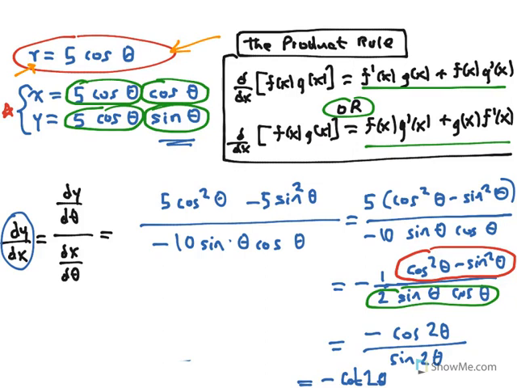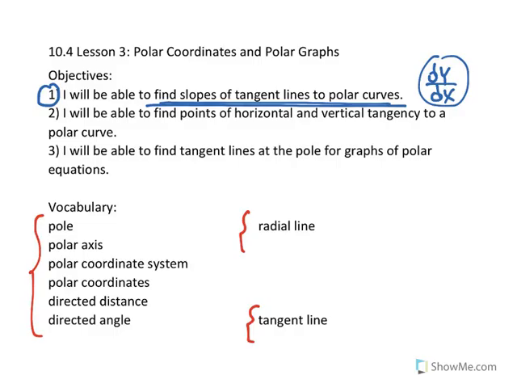You would find the value of theta that would give you a particular point on the polar curve, and then evaluate dy dx at that value of theta to find the slope of the tangent line to the polar curve at a particular point. Before we look at objective 2, and to do objective 2, you need to use the results from objective 1. Objective 2 is to find points of horizontal and vertical tangency to a polar curve. We'd like to spend just a little bit more time with objective 1.